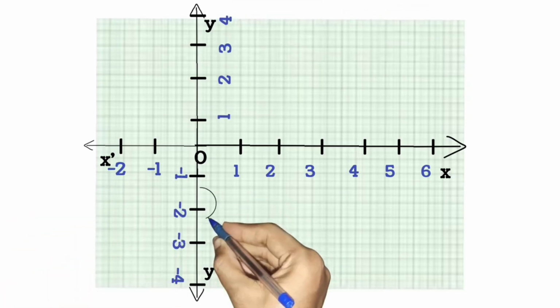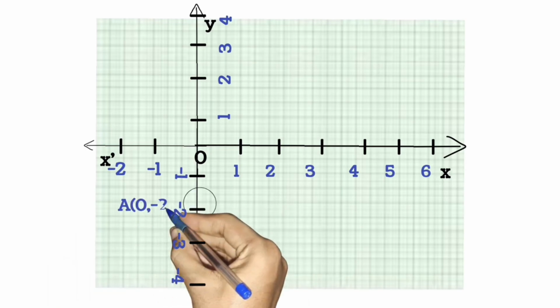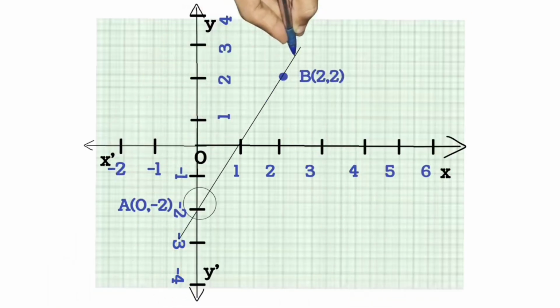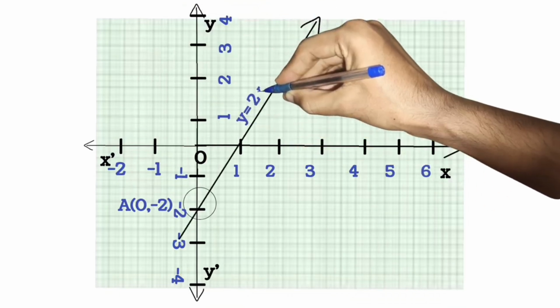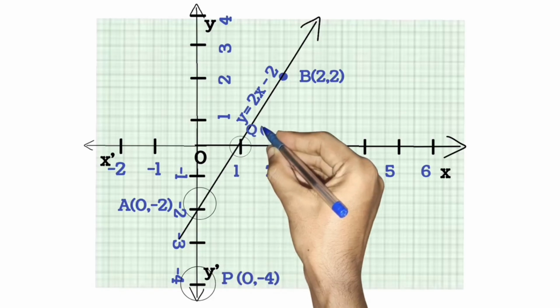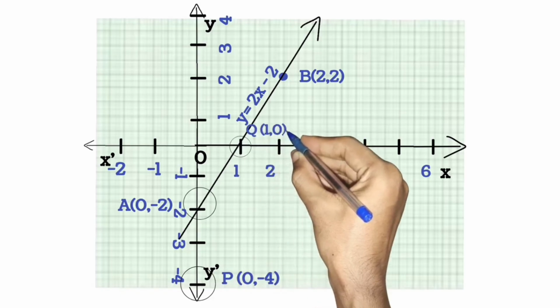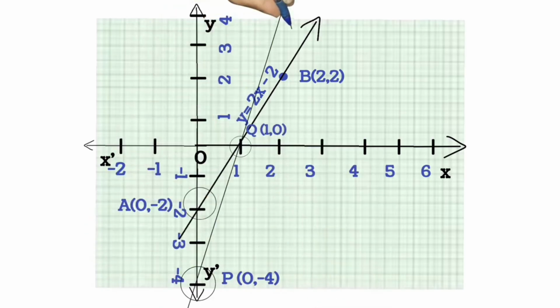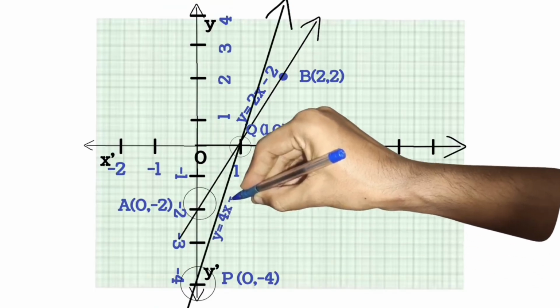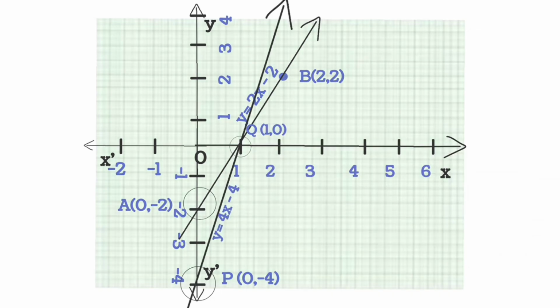Now circle the point (0, minus 2) on the y-axis and name it A, and the point B (2, 2) in the first quadrant. Now draw a straight line passing through these coordinates. The straight line represents the equation y equal to 2x minus 2. Similarly, circle the point (0, minus 4) on the y-axis and (1, 0) on the x-axis. Name them P and Q respectively. Then draw a straight line passing through these points P and Q. We get a straight line which represents the equation y equal to 4x minus 4, and the intersection point (1, 0).